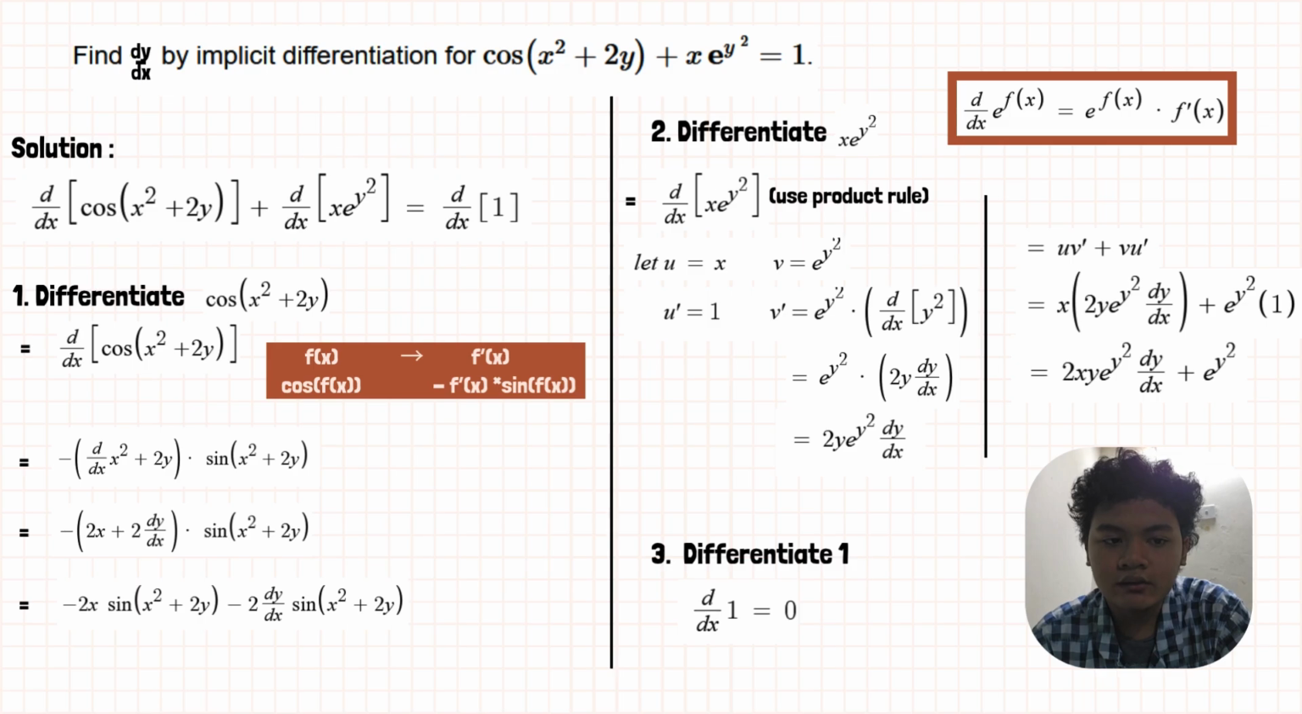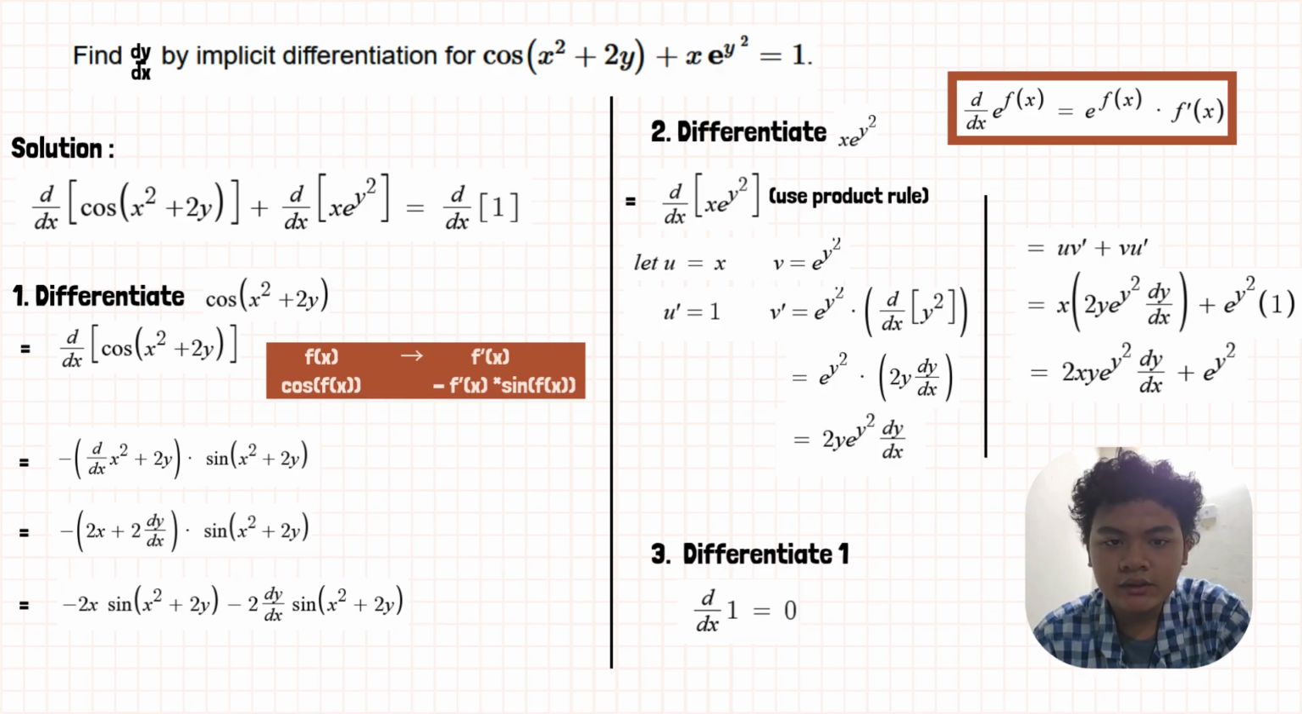The derivative of e to the power of f(x) is f prime times e to the power of f(x). In this case, our f(x) is y squared. Now the f prime is equal to 2y dy/dx. Now using the product rule, which is uv' plus vu', we get 2xy e to the power of y squared dy/dx plus e to the power of y squared.